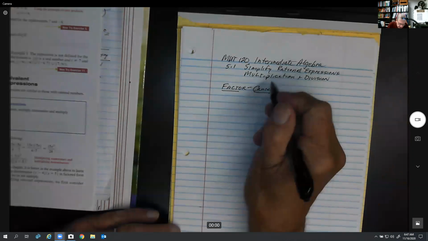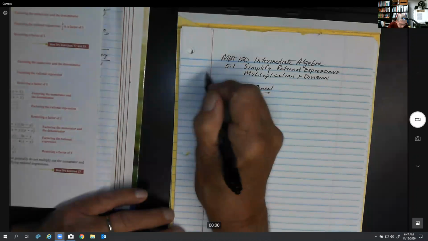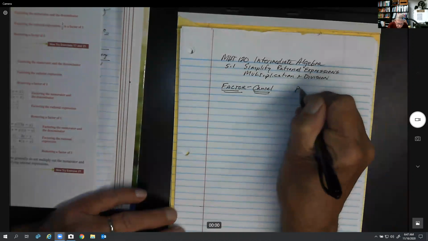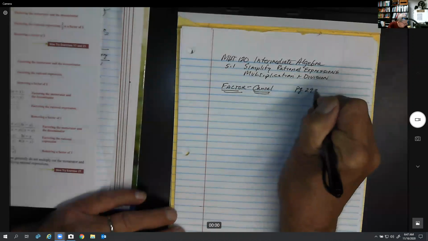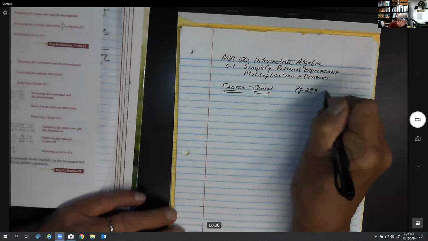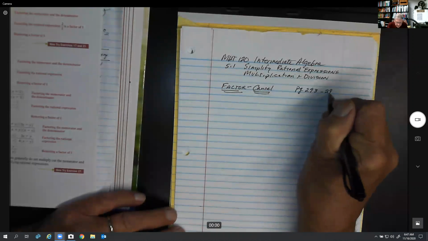But that's the key to it, is just factor and cancel. I'll write her name down, so I got it. Okay. All right, so what are we going to do? We are going to look at a couple of problems here and see what we can do with them. I'm going to just start in here on page 292, if you have your book. We're going to skip some of the preliminary stuff, just get into the nitty-gritty.